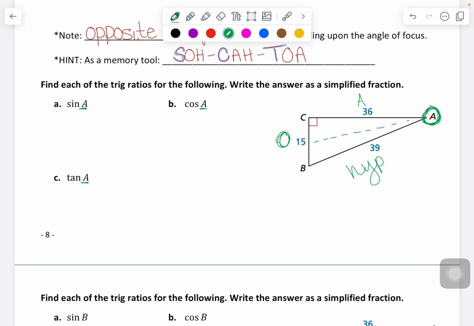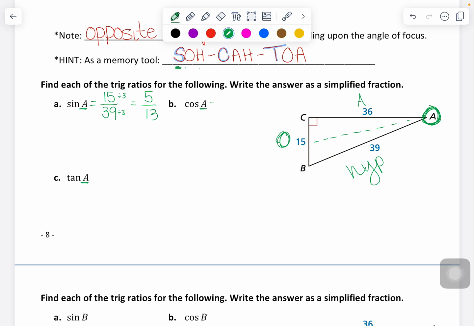Sine. Again, SOHCAHTOA is my memory trick. Sine is the S. It goes O and then H. So sine of A equals O, 15, divided by H, 39. Now, our answers need to be simplified fractions. We can't leave it as 15 over 39 because 15 and 39 both have a common factor. Specifically, they will both divide by 3, and you get 5 over 13.